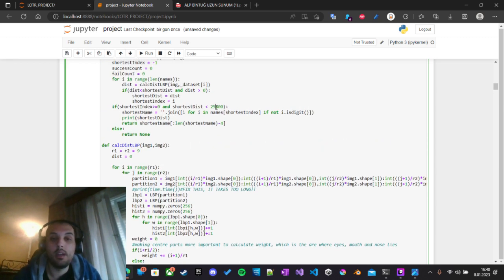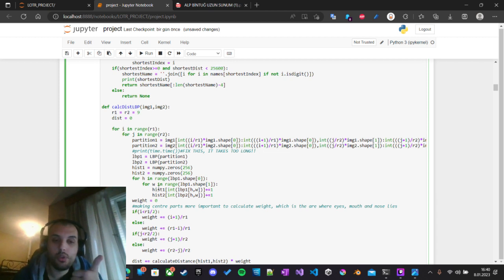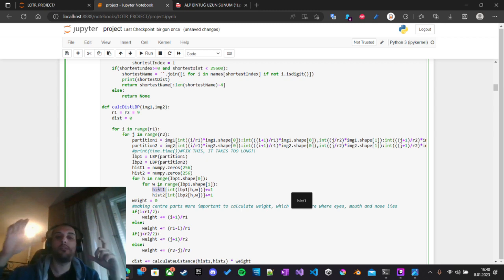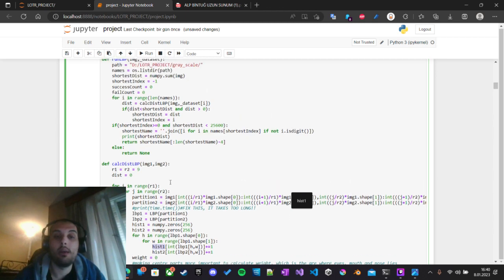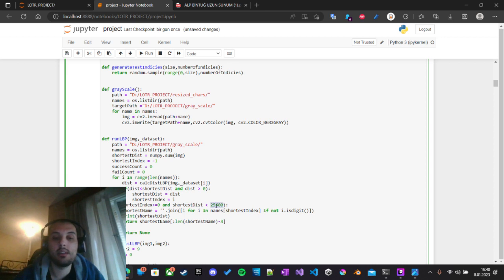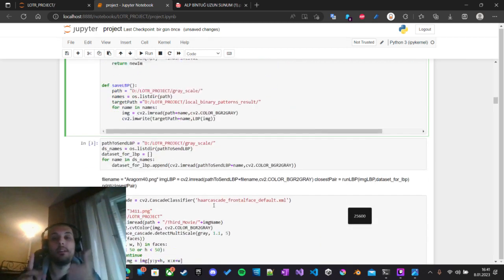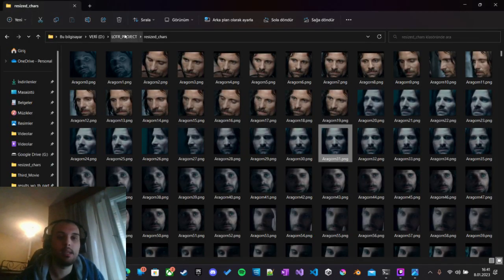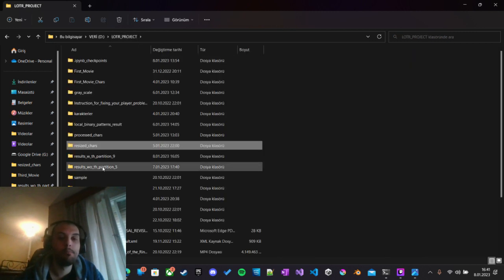Before using the threshold, I am creating a histogram for each partition and finding the difference between histograms. And then I am summing it with the said weight. And then I am checking if it is shorter than my threshold, which is this value. If yes, I am labeling the face. If not, I am not labeling. I will show the difference between threshold value and non-threshold value here.